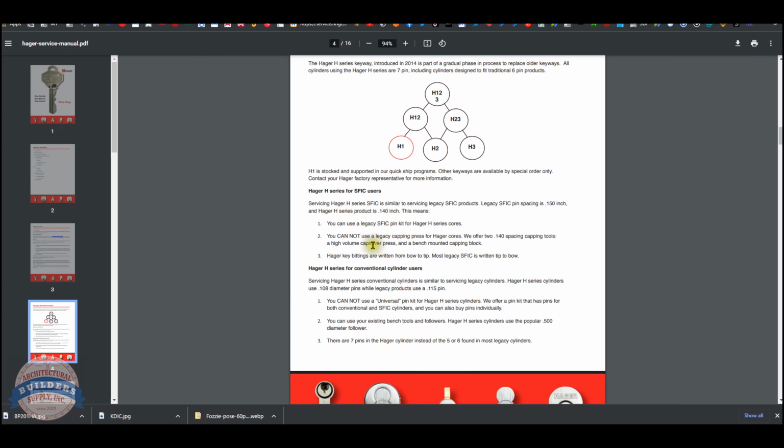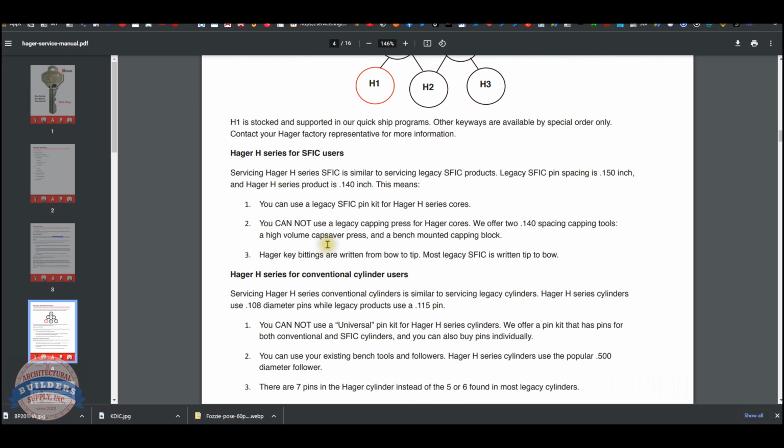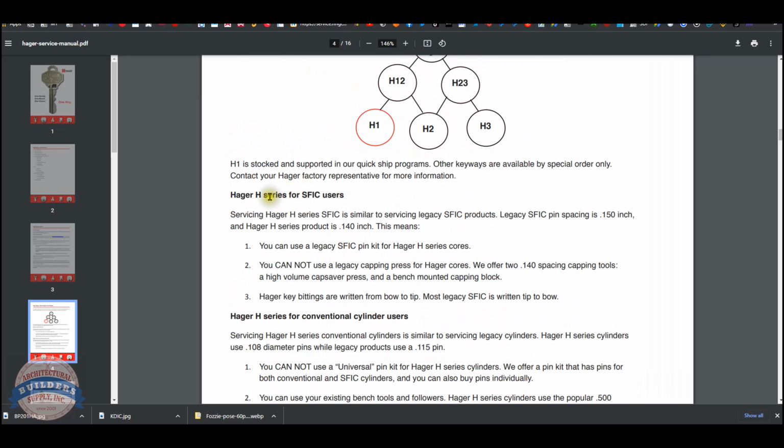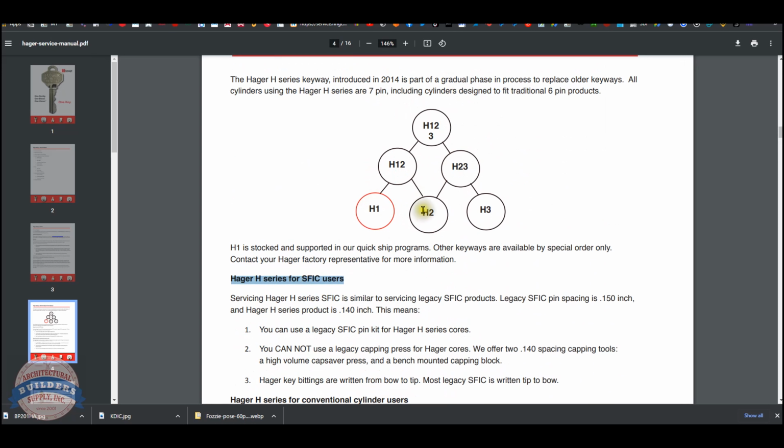Let's take a look. Okay, so here's some information. Hager H series for SFIC. So the H series is the key system. H1, H2, H3. Those are the 3 different keyways. These are key blanks and cylinders. These are multi-section key blanks, and that's an all-section blank.